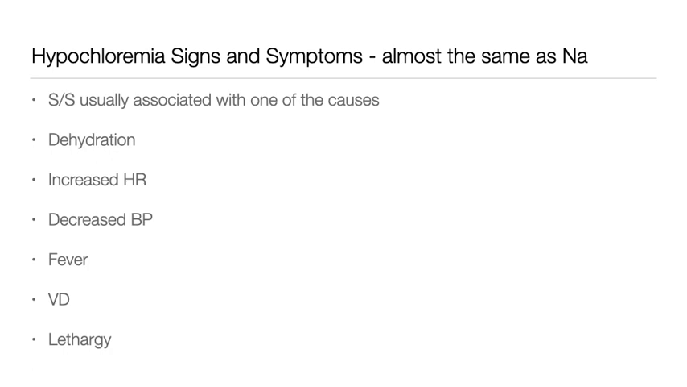Signs and symptoms are almost the same as hyponatremia. It's usually associated with one of the causes, so dehydration, tachycardia you might see due to that lack of fluid volume regulation, decreased blood pressure for the same reason, a fever. I'm not really sure why you might see that. Vomiting and diarrhea, that's possibly one of the causes, but also you might see it as an effect. And then lethargy as well, like muscle weakness, that type of thing.